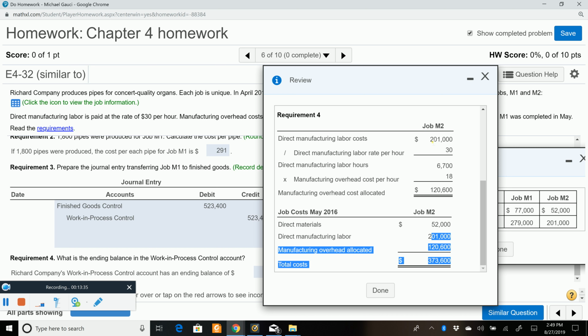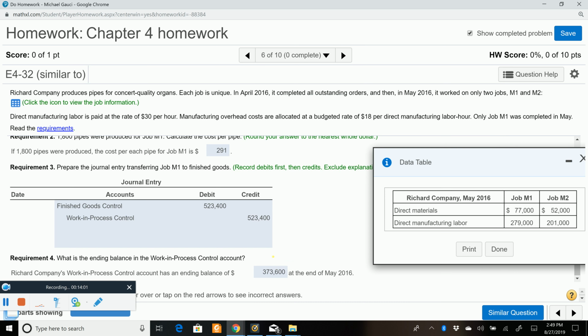Once again, the labor costs are $201,000 divided by our hourly labor rate of $30 that the author gave us. So we know we've worked 6,700 hours times the rate of overhead allocation of 18. This was given to us. That equals your $120,600. So when you add materials, labor, and applied overhead for job M2, you get $373,600.